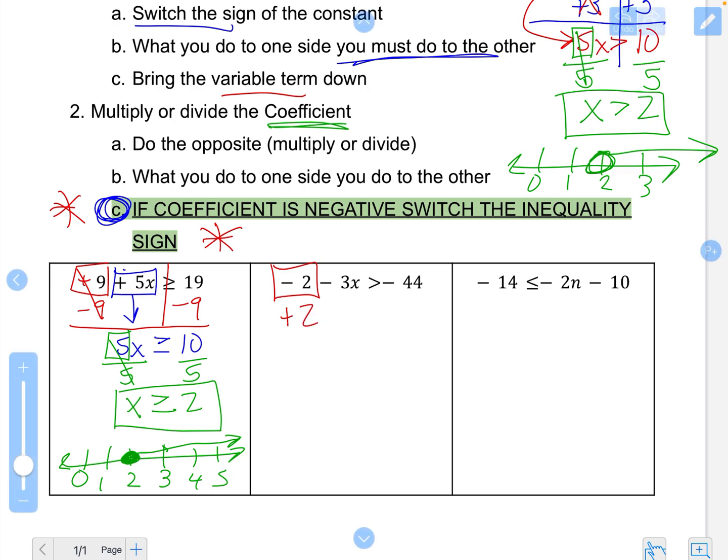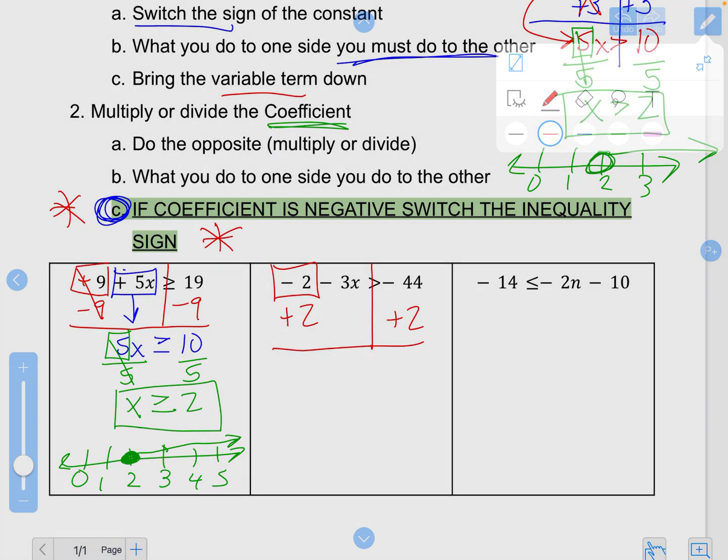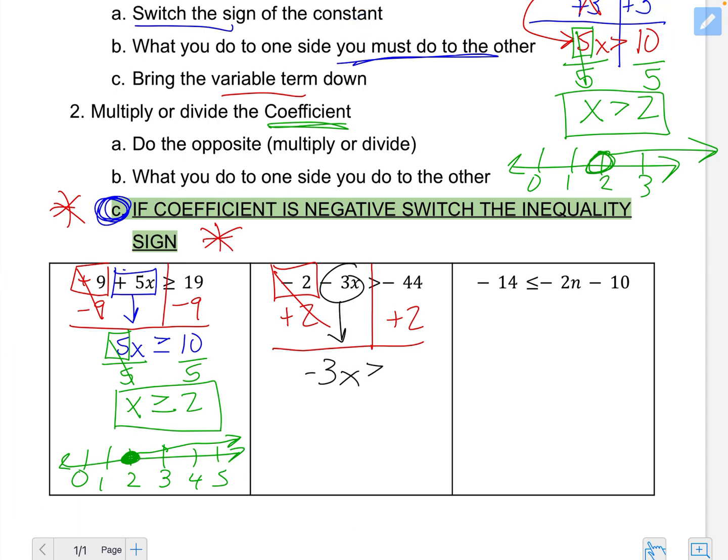I need to flip the sign. What I do to one side, I must do to the other side. My 2's cancel. I need to bring down my variable term. Negative 3x is greater than, and then I'm going to do the math. Negative 42 plus 2. I'm going to redraw my negative. And anytime I have a negative plus a number, I'm just going to subtract, which gets me 42.